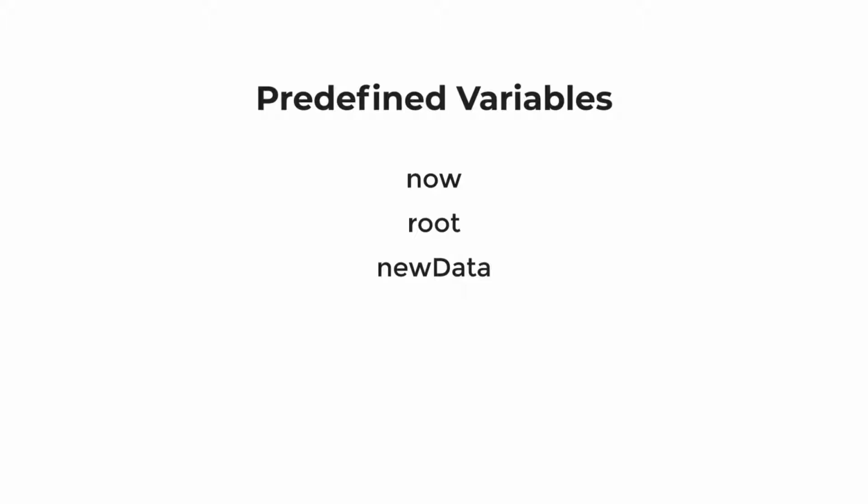It includes the new data being written and existing data. Data, a RuleDataSnapshot representing the data as it existed before the attempted operation. $ variables, a wildcard path used to represent IDs and dynamic child keys. Auth represents an authenticated user's token payload.